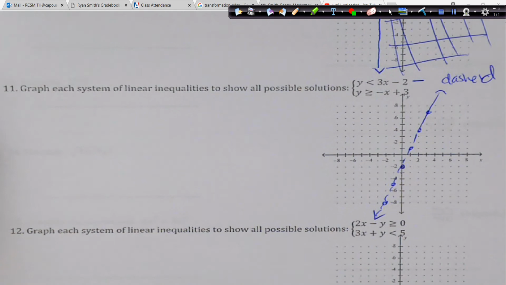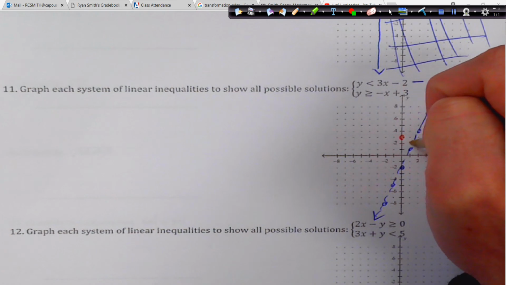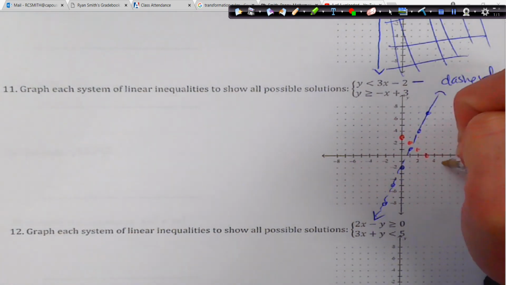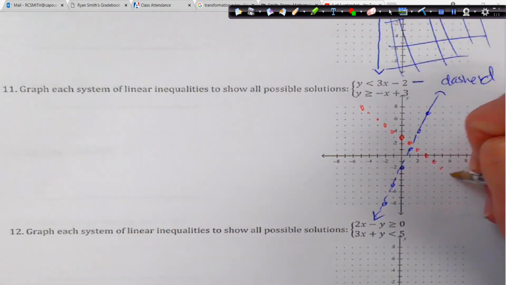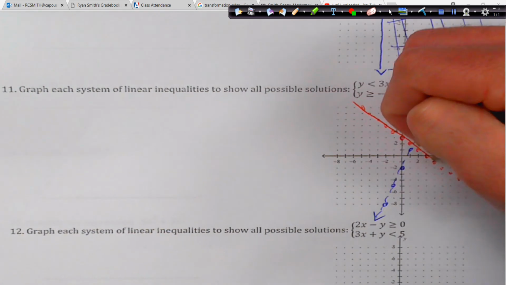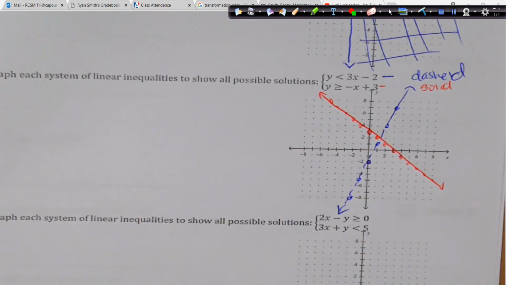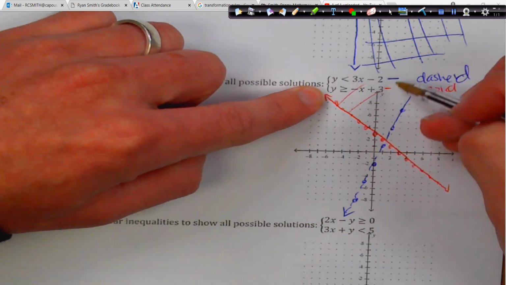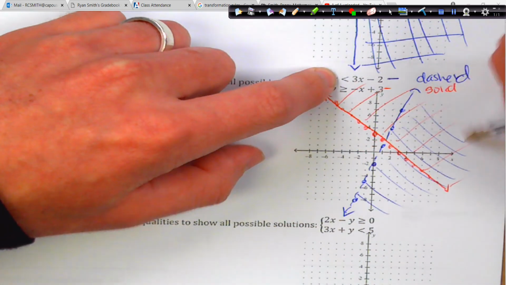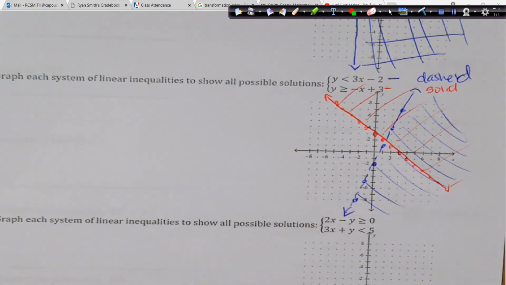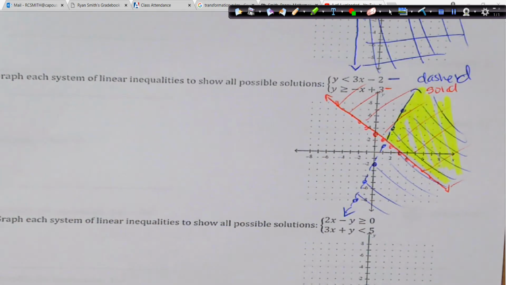Okay, and then we're going to do the next one, and then we'll do our highlighting after that. We're going to start at positive 3. My slope is down 1 over 1, so it's right down this kind of diagonal here. And it is a solid line. Okay, so this one's going to shade up. This one's going to shade down. So our overlap region is going to be everything in here. Okay, so that's our overlap.